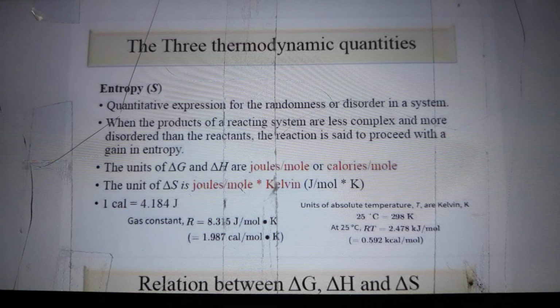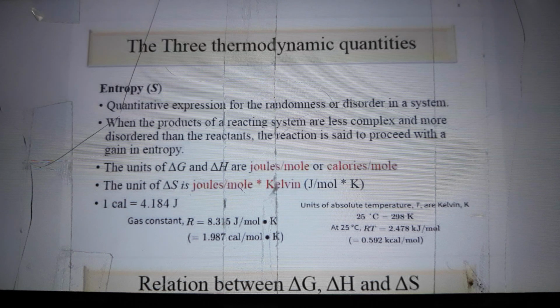The units of delta G and delta H are joules per mole or calories per mole. The unit of delta S is joules per mole Kelvin, that's joules per mole asterisk Kelvin. 1 calorie is equal to 4.184 joules. The gas constant R is equal to 8.315 joules per mole Kelvin, which is equal to 1.987 calories per mole Kelvin.